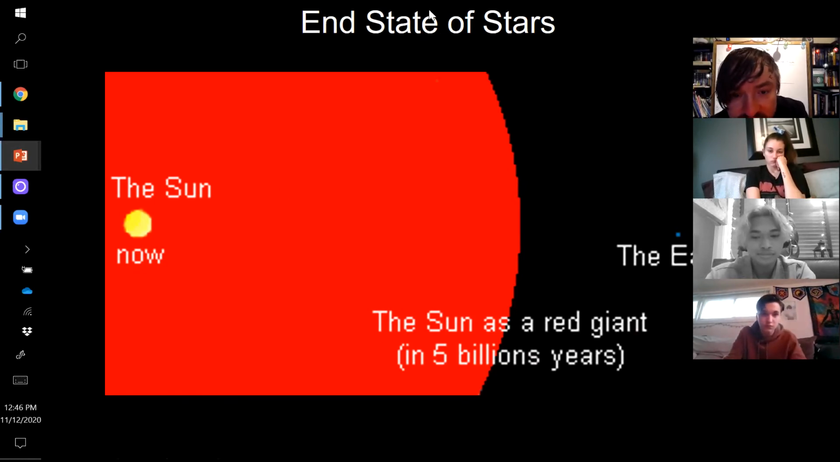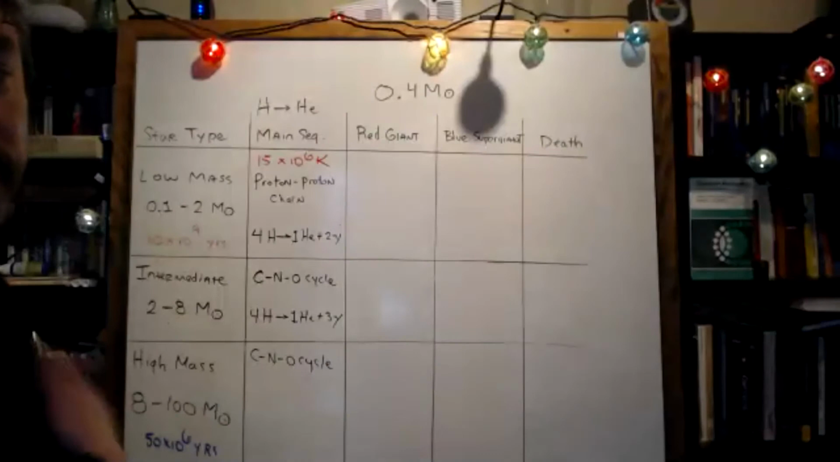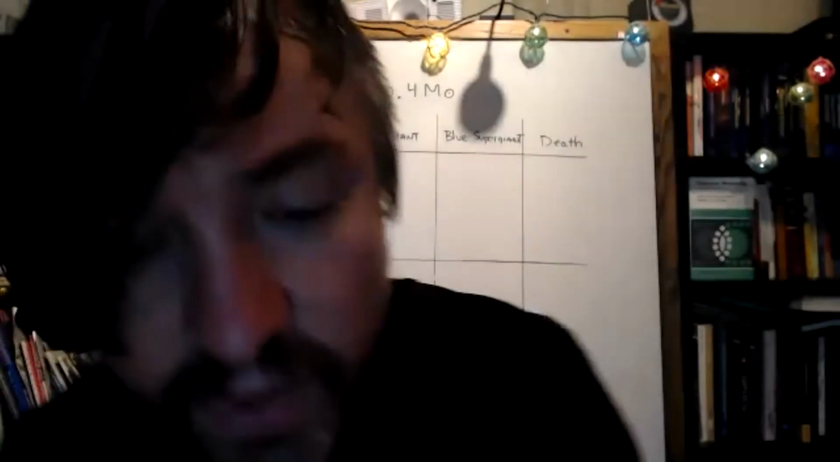Now, the sun has entered its red giant phase. What do you think that's going to look like if we plot it on an HR diagram?